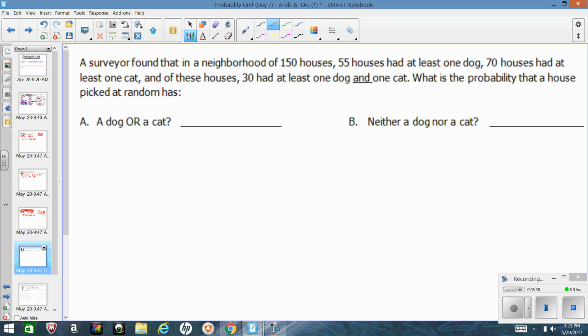It says, a surveyor found that in a neighborhood of 150 houses, 55 houses had at least one dog, 70 houses had at least one cat. Of these houses, 30 had at least one dog and one cat. What is the probability that a house picked at random? So, again, total out of 150.